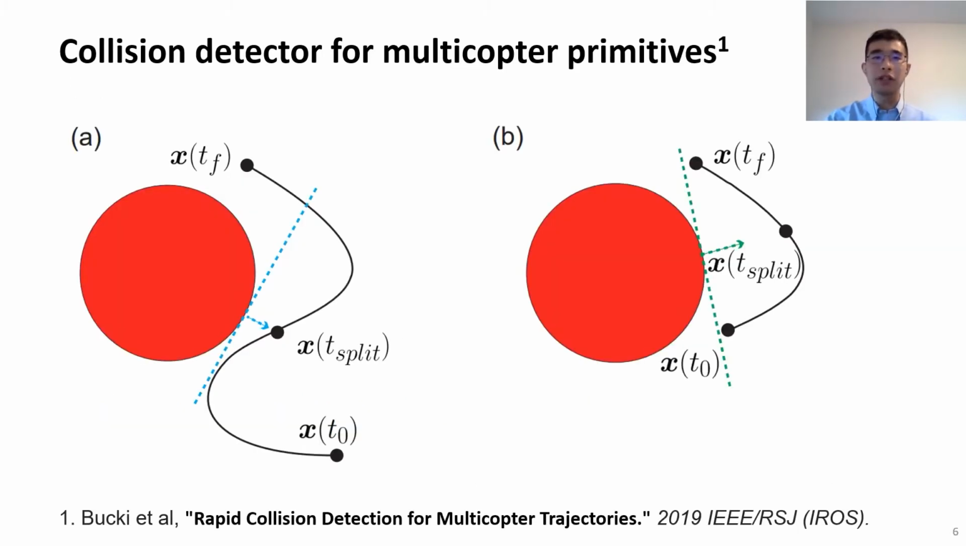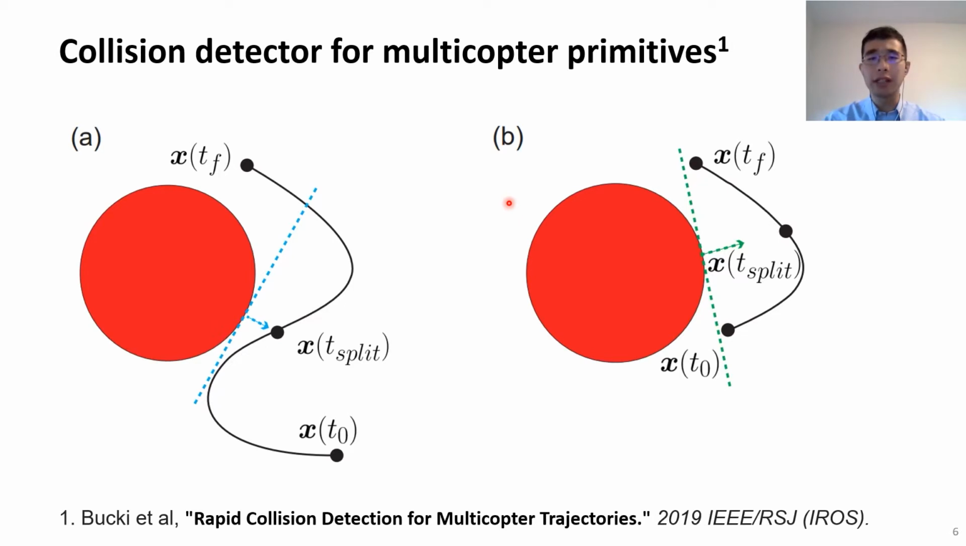The second tool I would like to introduce is a rapid collision detector. It can quickly detect whether a generated motion primitive will collide with a convex obstacle in the environment. The key steps of the detector are as follows. First, it generates a separation plane here that is tangent to the obstacle, with the norm of the plane pointing to the temporal middle of the primitive. Then it checks whether the primitive would cross the plane, as is shown here.